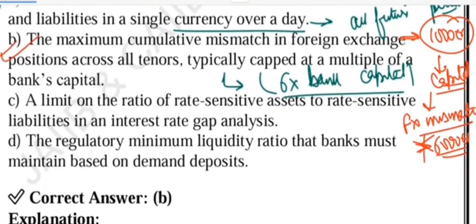What about option C? A limit on the ratio of rate sensitive asset to rate sensitive liability in interest rate gap analysis. This is wrong. Basically that is part of interest rate risk analysis, not FX gap. Here we are dealing with foreign exchange gap. What about option D? The regulatory minimum liquidity ratio that bank must maintain based on demand deposit. Again this is wrong, because this is about liquidity management like SLR, CRR, not foreign exchange.